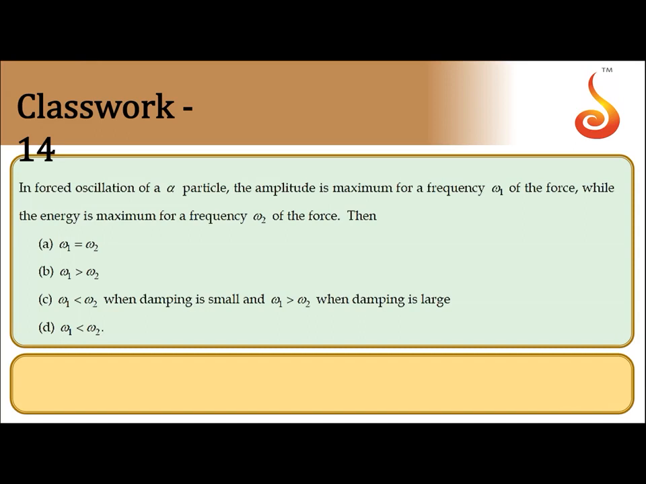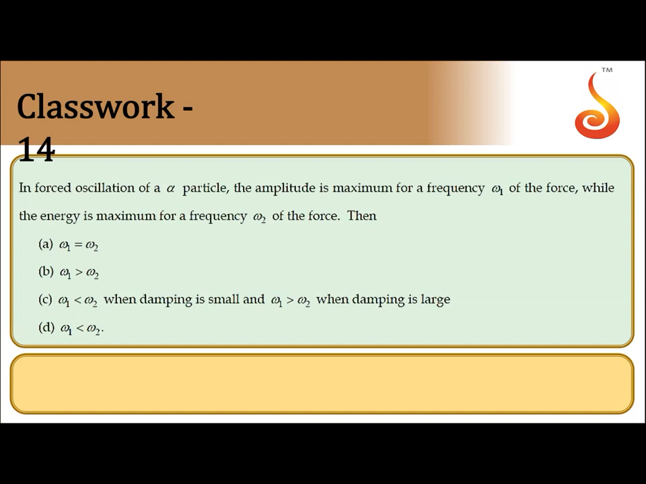In forced oscillation of a particle, the amplitude is maximum for a frequency omega 1 of the force, while the energy is maximum for frequency omega 2 of the force. Then omega 1 is equal to omega 2, omega 1 is greater than omega 2, omega 1 is less than omega 2 when damping is small, and omega 1 is greater than omega 2 when damping is large, omega 1 is less than omega 2.